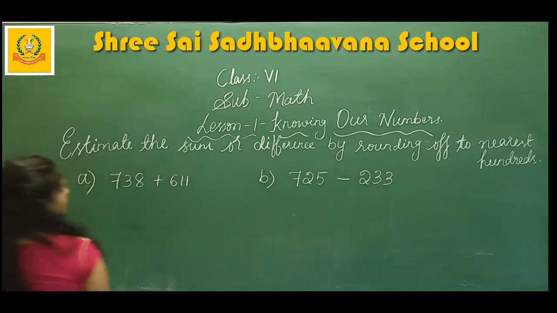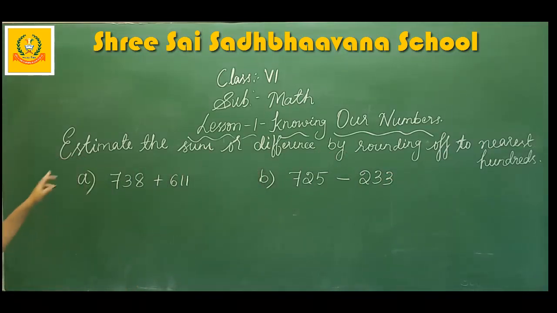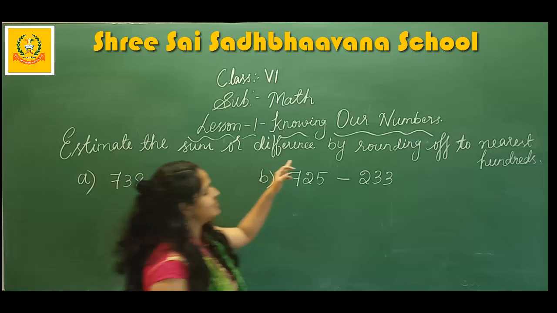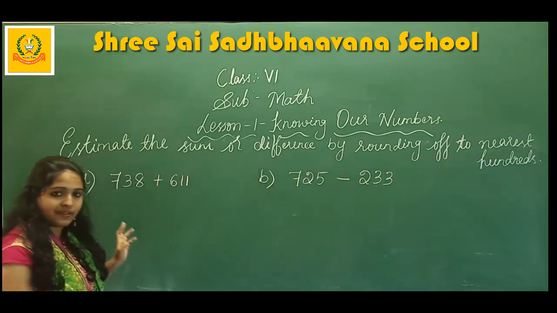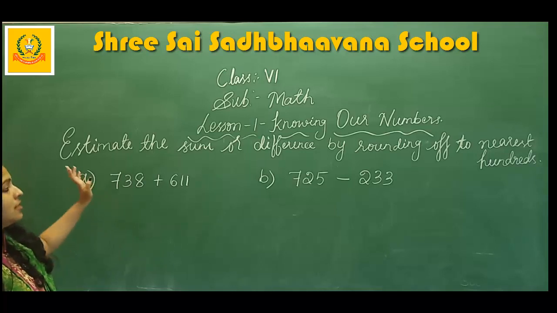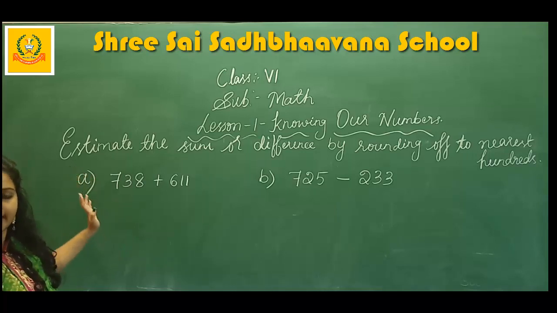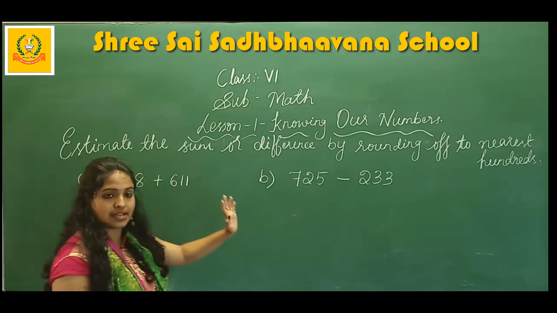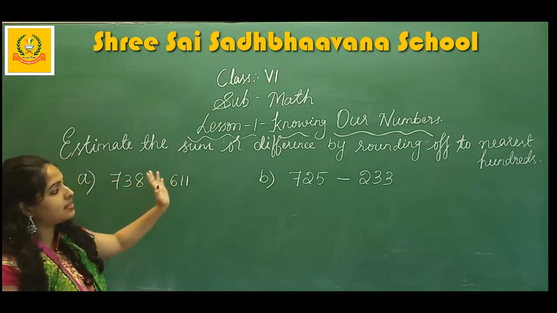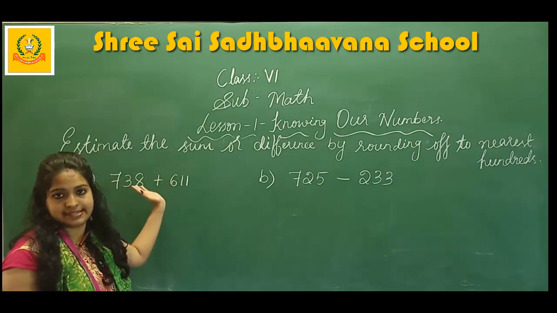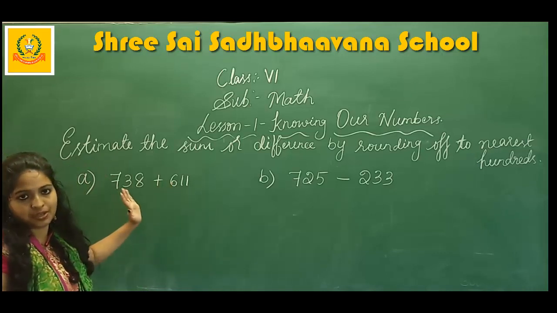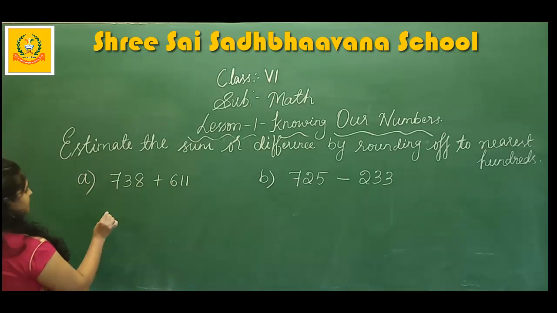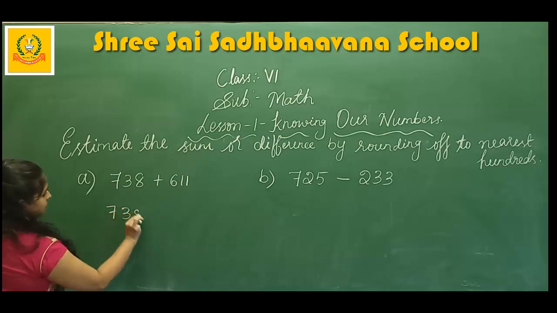So now look at the board. What we have to do? Estimate the sum or difference by rounding off to the nearest hundreds. So now we are going to learn how to estimate the answer, addition's answer or subtraction's answer. How? By rounding off the given addends. So first we will round off these two. Then we can add.